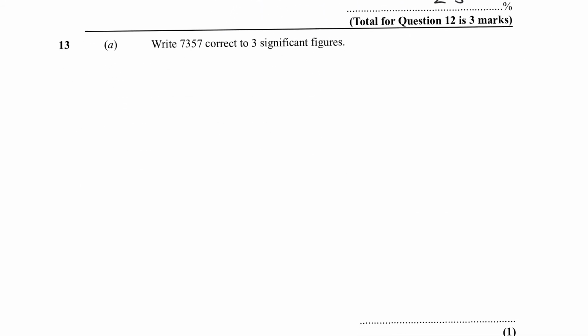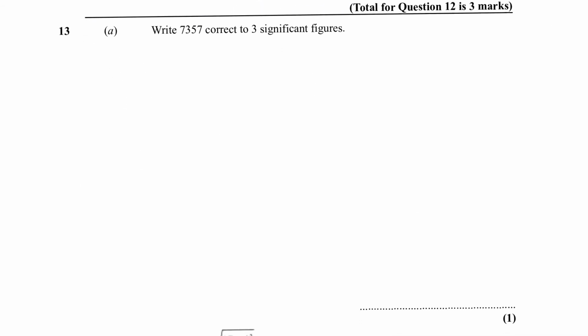Okay, and then moving on to question 13. So it says write 7,357 to the correct 3 significant figures. So 3 significant figures means that you have 3 numbers in total. So then we would round that up to 7,360. And you have 3 actual numbers in total. So that is that to 3 significant figures.